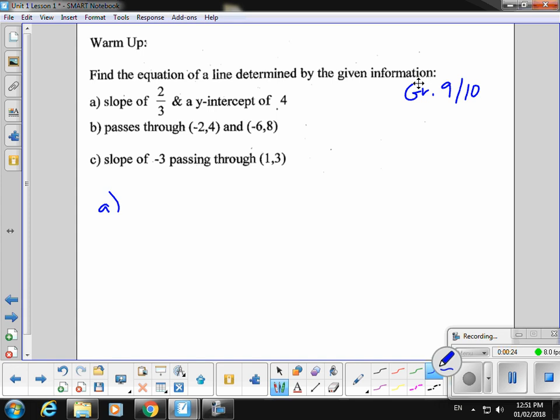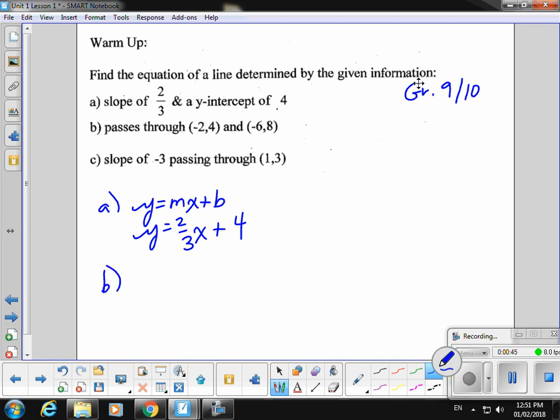So if you have a slope of 2/3 and a y-intercept of 4, the equation of a line that we like the best is y equals mx plus b form, slope y-intercept form. So we would have y equals 2/3 x plus 4. Don't forget this stuff when we get to tangent lines.